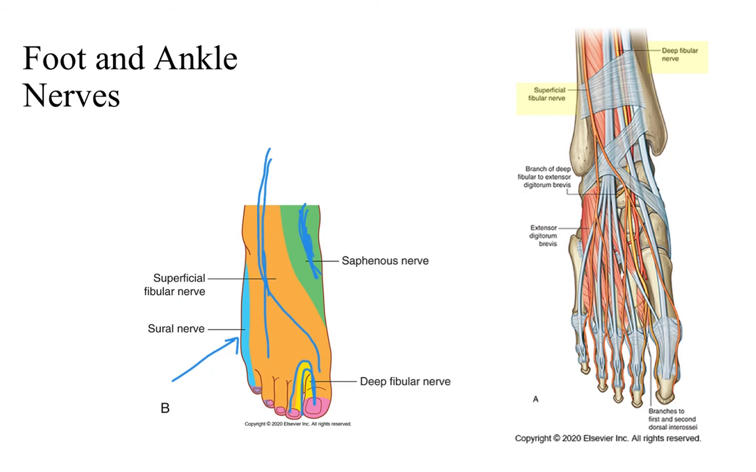And then also notice that the medial plantar nerve also innervates the dorsal surface of each toe, so it wraps all the way around the plantar side of the foot to the dorsal side of the foot, where each toe ends, where the nail of each toe would end.